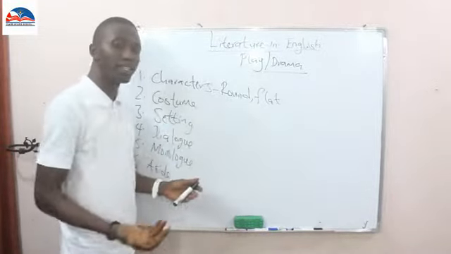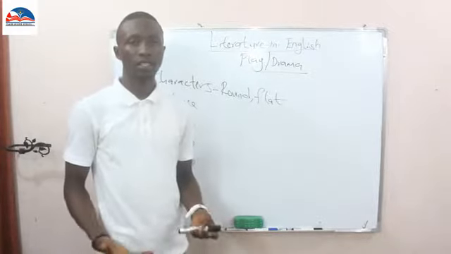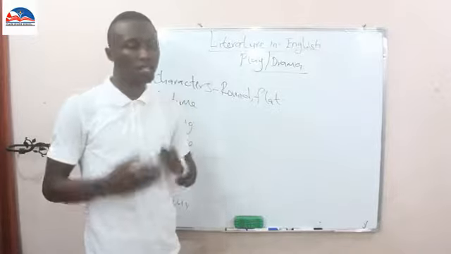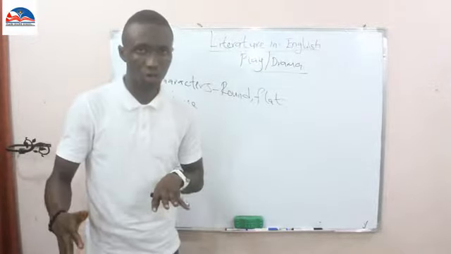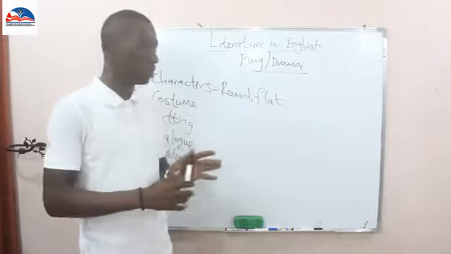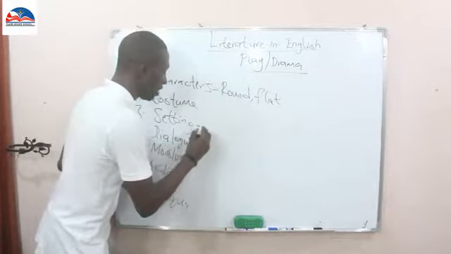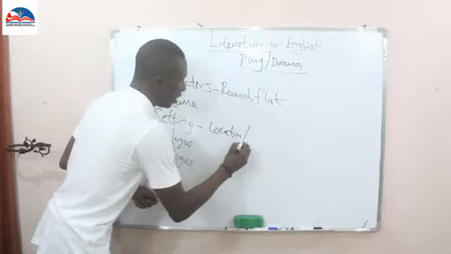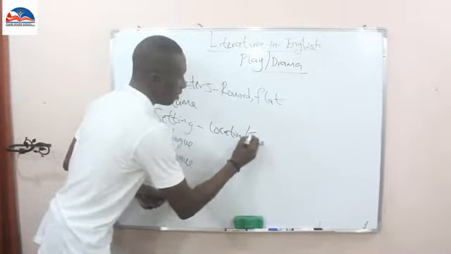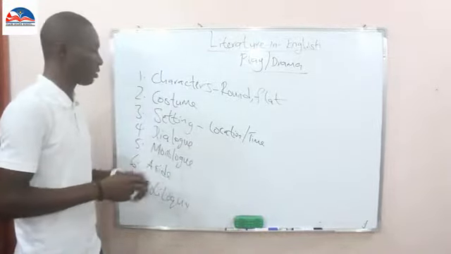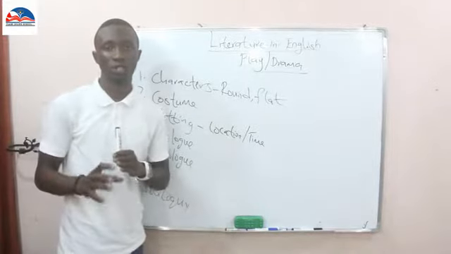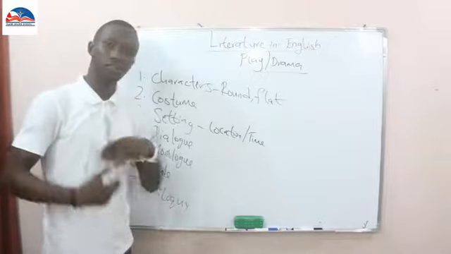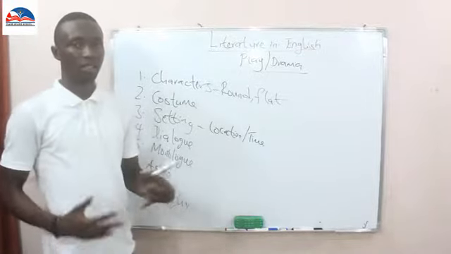We have what is called setting. The setting is simply where the play is located. In the play there has to be a location where the play is set. That's the setting. That's to do with the location and time. Very important. Then we have what's called dialogue. The dialogue is a conversation between two or more characters in the play.